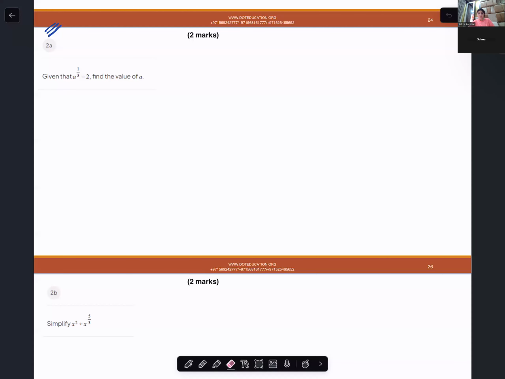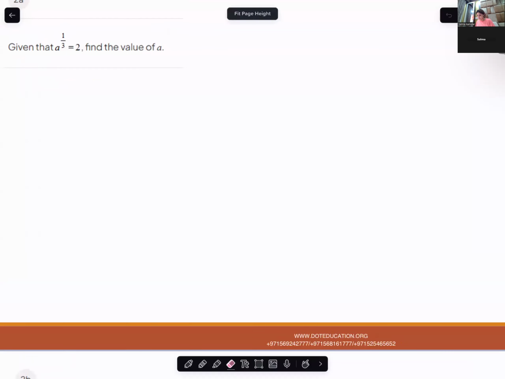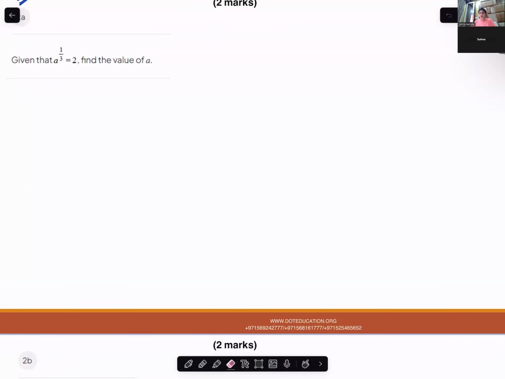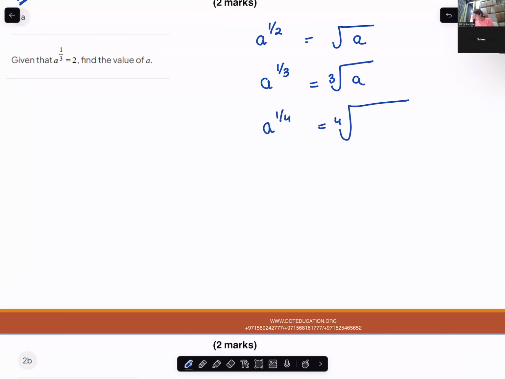Let's start with the next part of indices. You have this question: a to the power one third is equal to 2. You have to find the value of a. Now you should know this part: a to the power half means root of a. a to the power one third means cube root of a. a to the power one fourth means fourth root of a. a to the power three fifth means 3 by 5 root of a. This is the meaning of this.